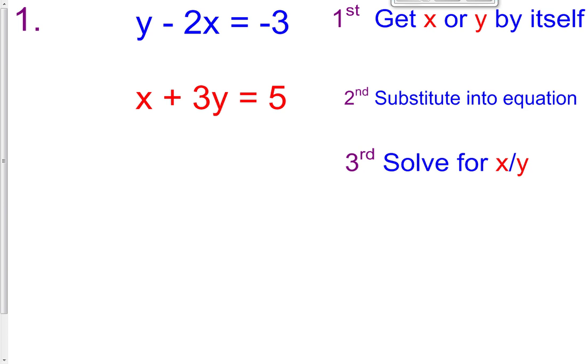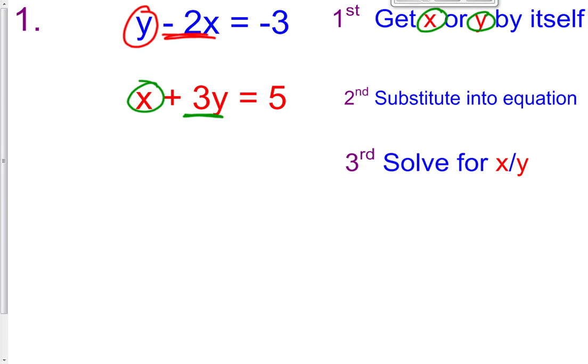On yesterday's lesson, we always had y or x all by itself. Now today, y isn't all by itself. It has this negative 2x with it. And in the same way, in the next equation, x is not all by itself. It has the positive 3y with it. So I got to solve for a variable. I got to get x or y all by itself.